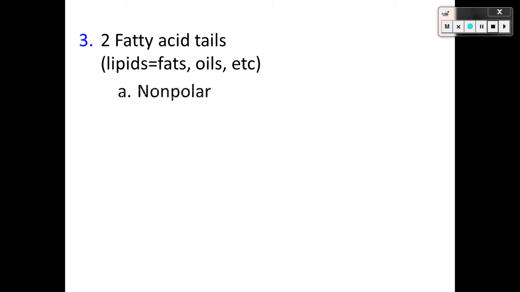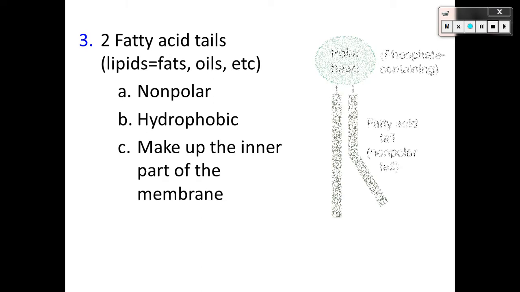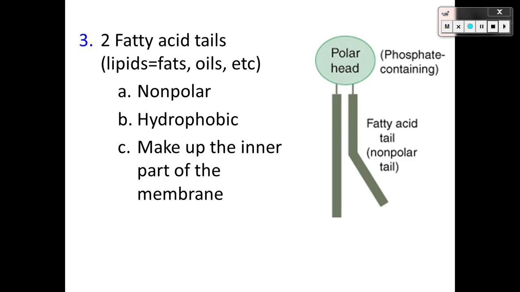tails. Now, if you recall, fatty acids are nonpolar in nature, meaning that they're not going to really mix with water. They're going to be hydrophobic or water-hating. So always keep that in mind, okay? They're what's going to make up the inner portion of the membrane. So all of these little tails are going to kind of mix in with each other to try and hide from the water that's both inside of the cell and outside of the cell.